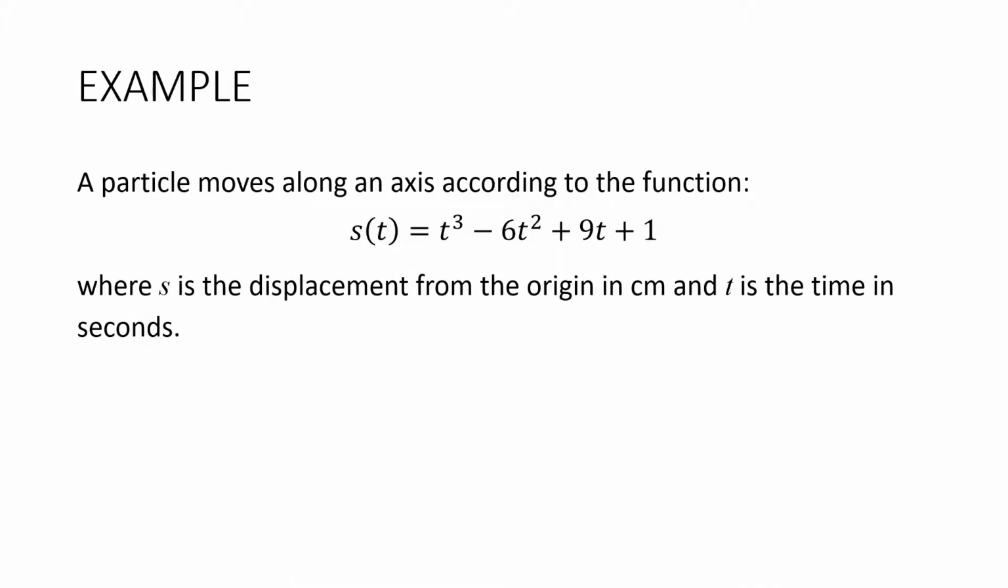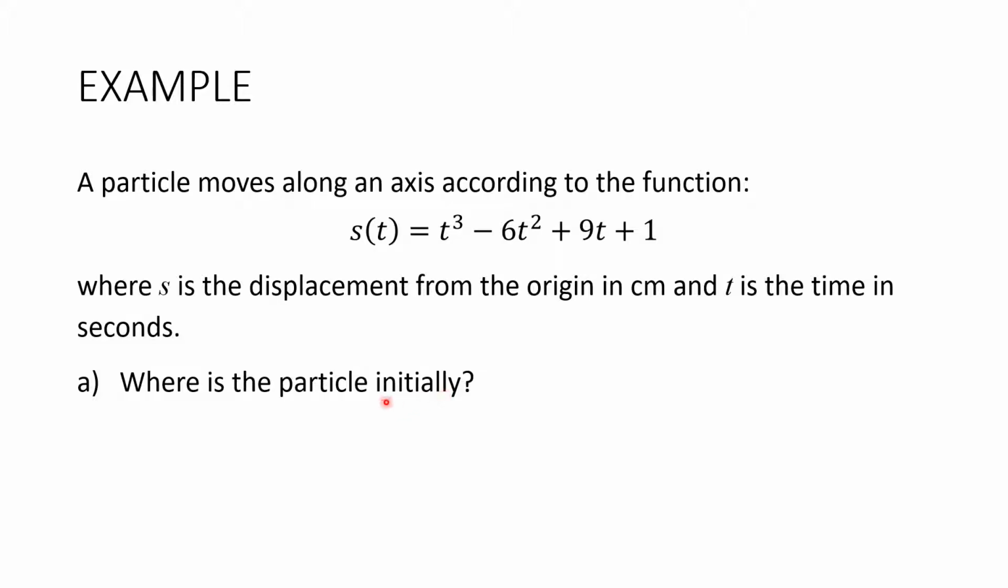Here's an example. A particle moves along an axis according to the function S of t equals t cubed minus 6t squared plus 9t plus 1. S is the displacement from the origin in centimetres and t is the time in seconds. Usually these questions start with this question. Where is the particle initially? Now they won't say that this is t equals 0. You have to know that.